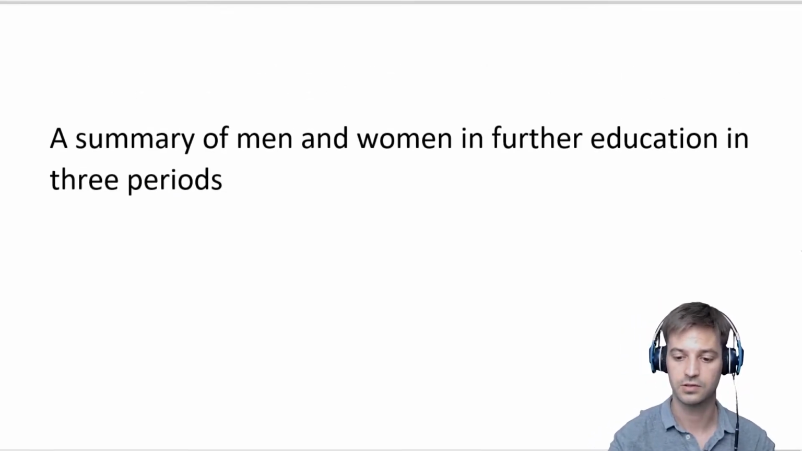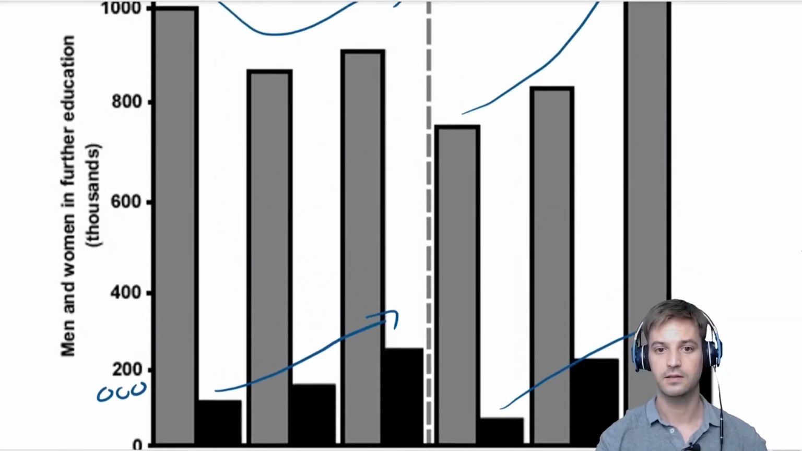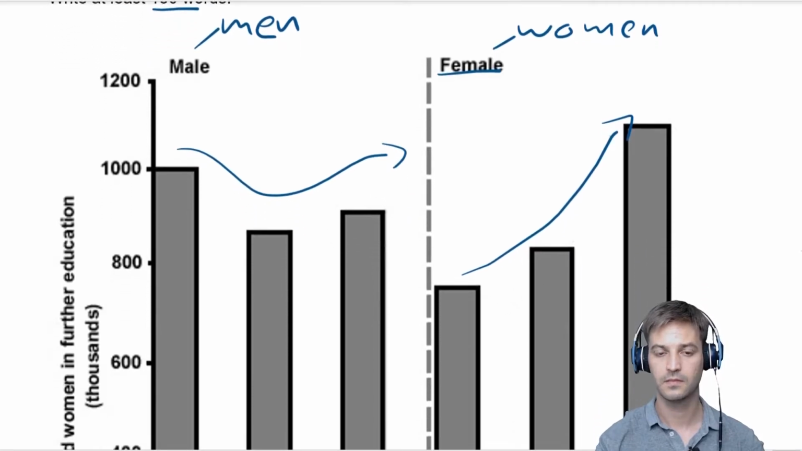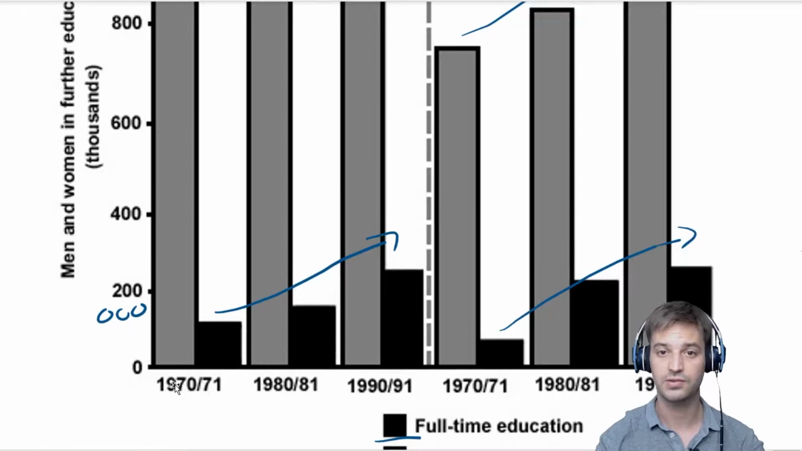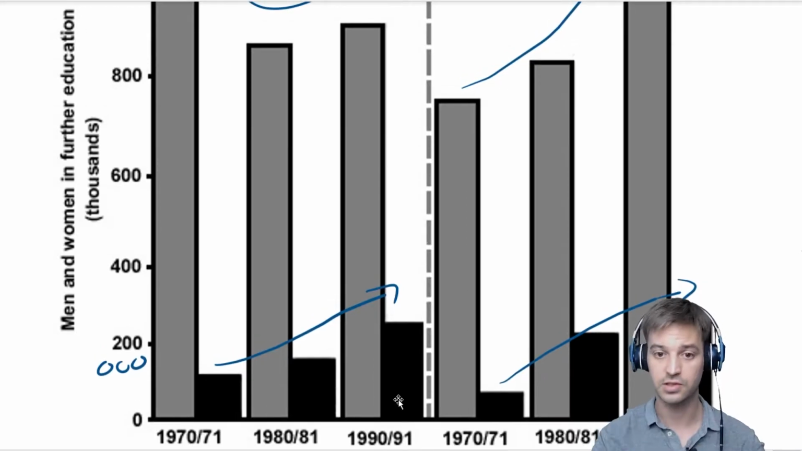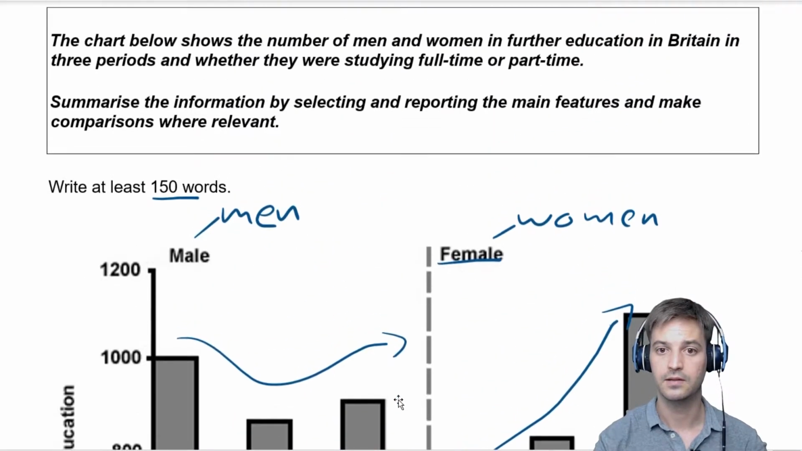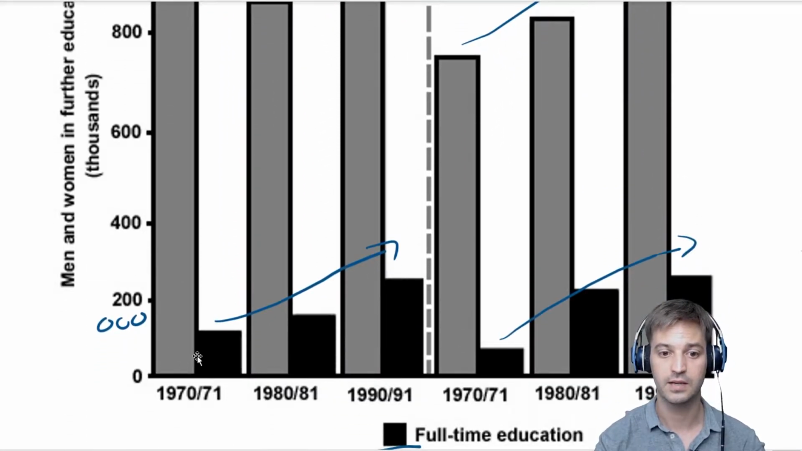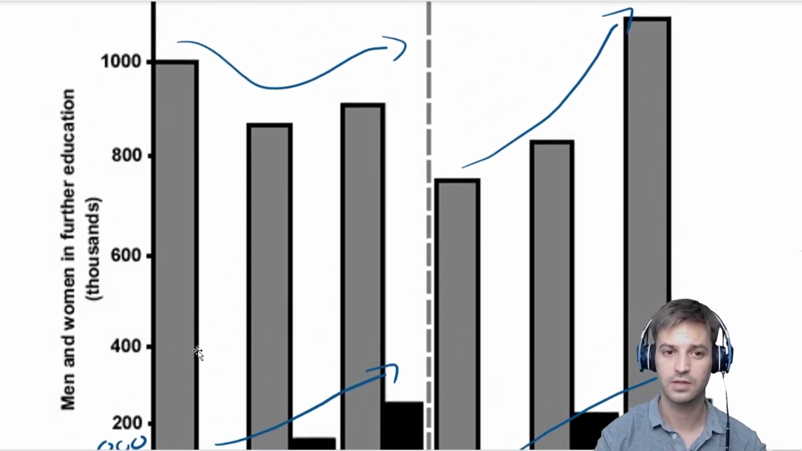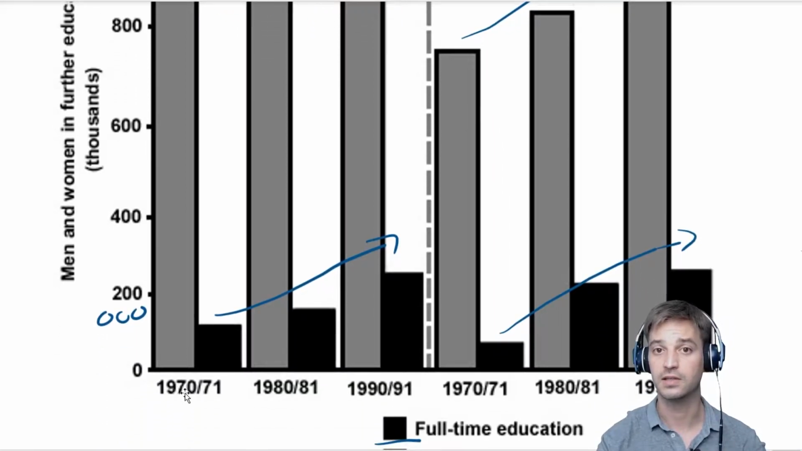So let's have a look at the chart again, and let's compare. So we'll compare these 3 periods, these 3 time periods, from the 1970s as the first period, the 1980s is the second period, and the 1990s, the third period, for which we have data, and whether studying full-time or part-time. So let's just have a look at the first period in both cases.